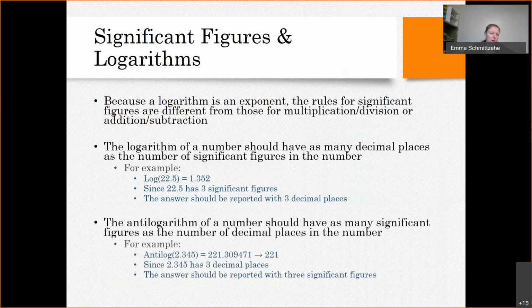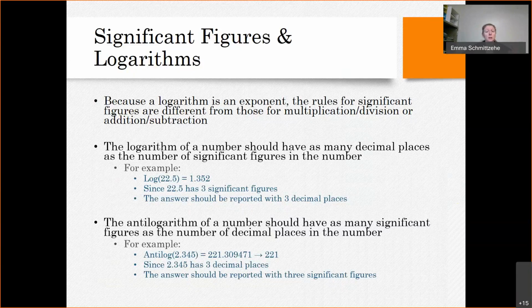The reverse would be true if you do what's called the anti-log. So you do the inverse of the log, and that's 10 to the value. If we do the anti-log, or 10 to the, say, 2.345, which is the example I have there, I typed out what the calculator gives you: 221.309471. You wouldn't report all of that. What you took the anti-log of had 3 decimals, so you need to report 3 sig figs. Now, like I said, don't get overly stressed about this.